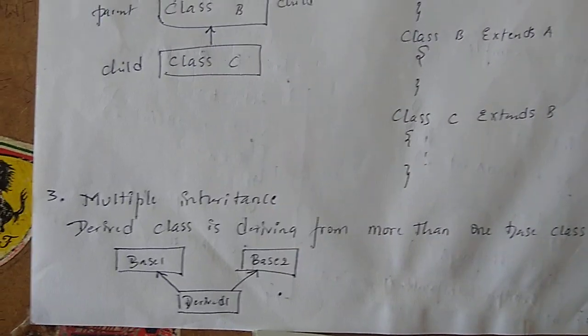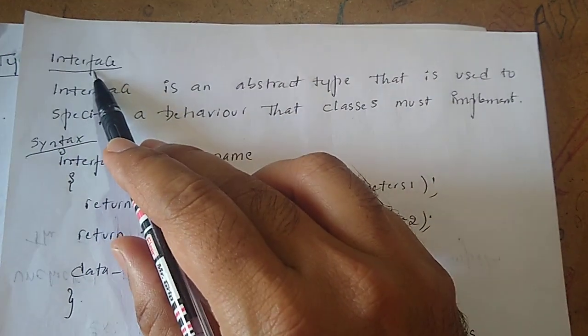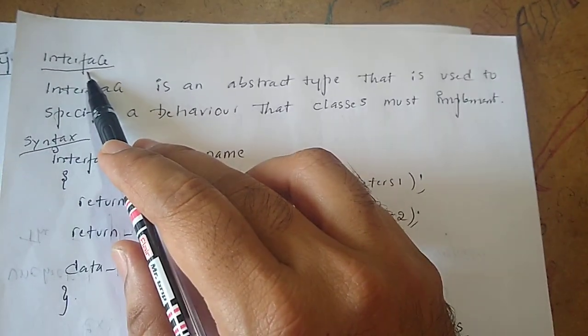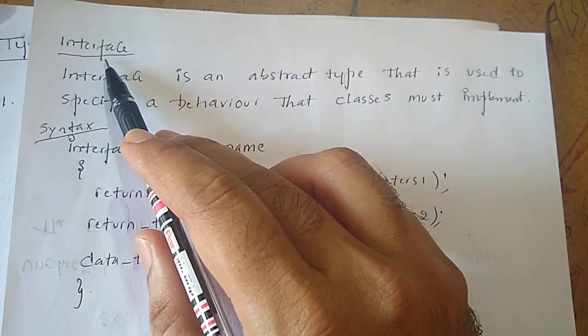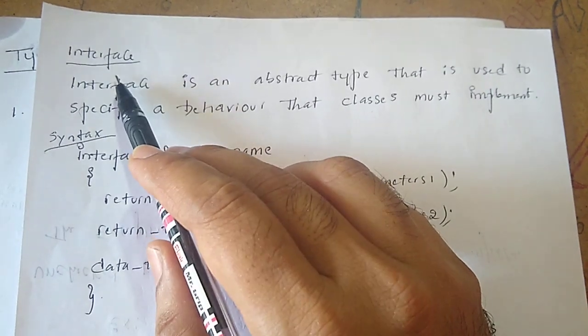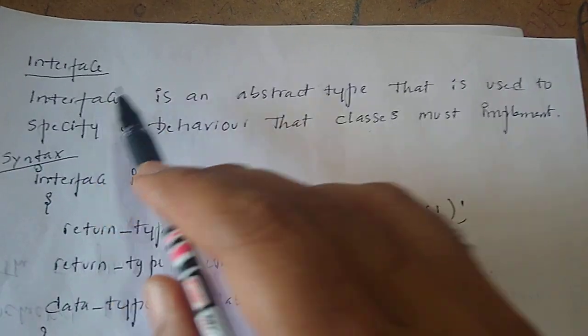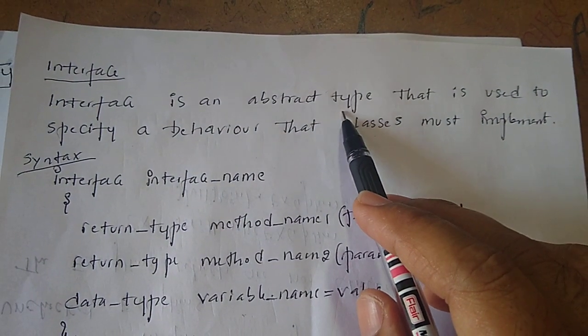They came with one more concept, and that concept is called interface. To overcome the problem of multiple inheritance not being supported in Java, they came with one more concept, and that concept is called interface. Now we will see the definition of interface. So interface is an abstract type. What's the meaning of abstract type? You will find only definition.